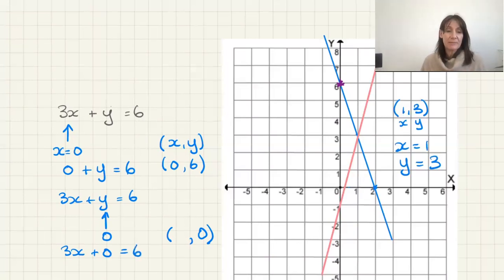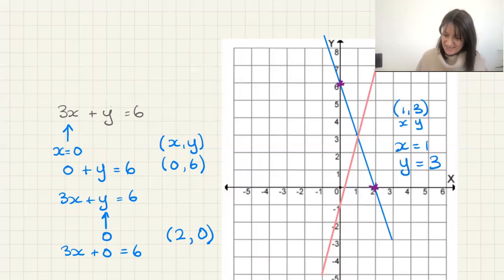So 3 times something equals 6. 3 times 2 equals 6. So my x has to be 2. So if I plot the coordinate 2, 0, then I'm right there on the blue line. Now, all I need to do is just get my ruler, line it up between those 2 points, boom, done. So it's just an alternative way of thinking about how you could plot these lines. And it's quite nice. I think it's good to know it exists.